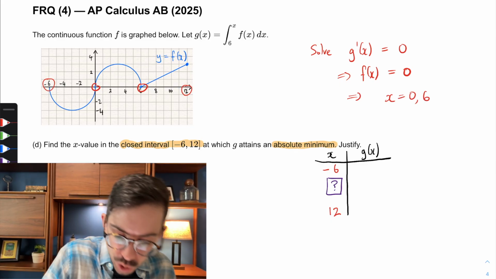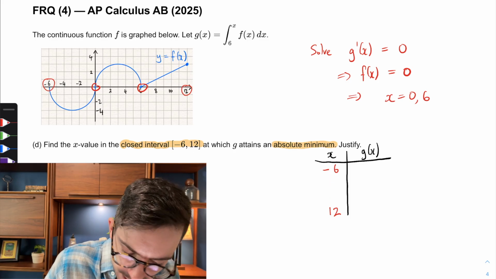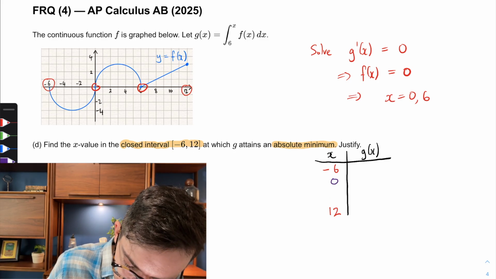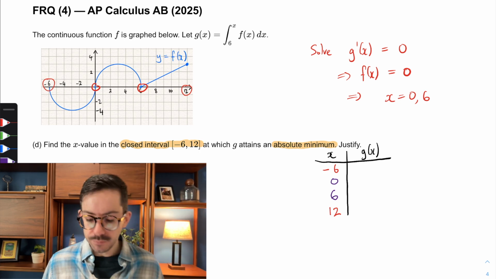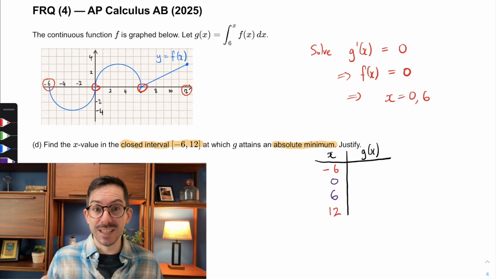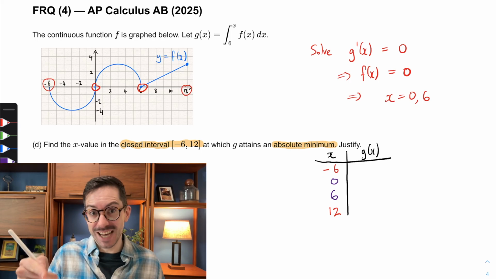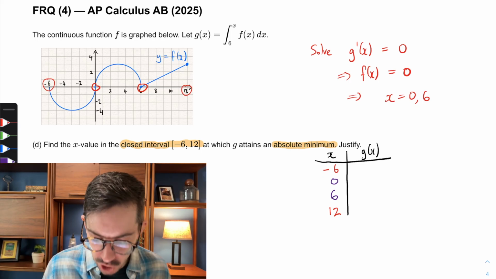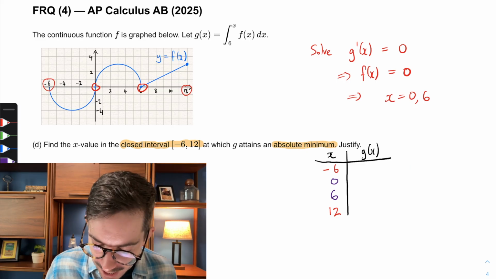So those are my two additional x values that I need to consider in the table. Now it's a simple case of evaluating g at these 4 inputs, figuring out which one of those values is smallest and pointing at it and saying, that's the minimum. Okay, that's where the minimum occurs.